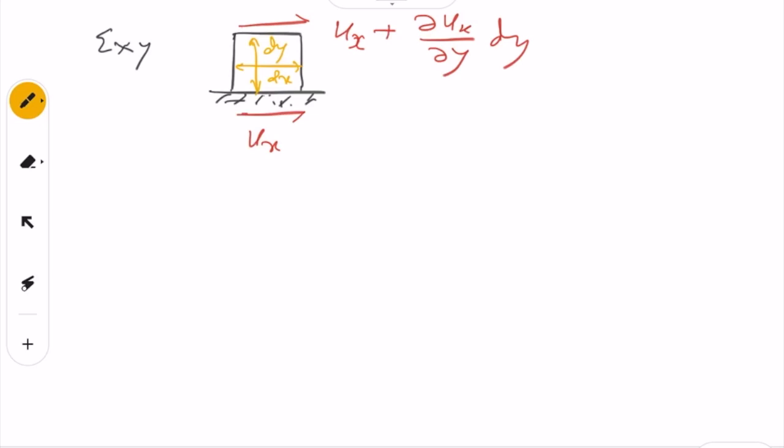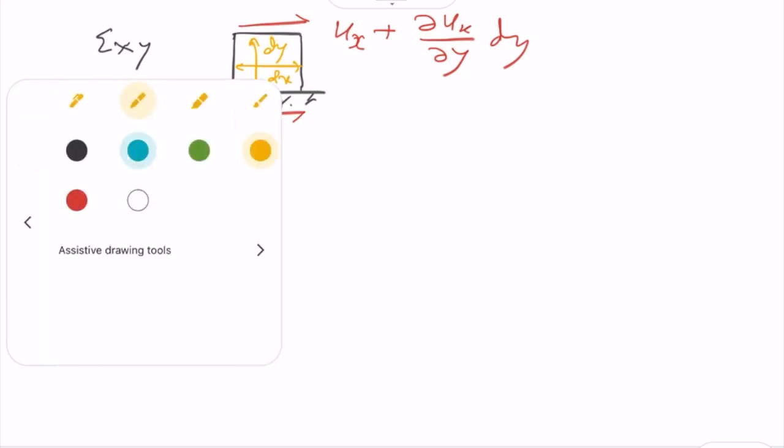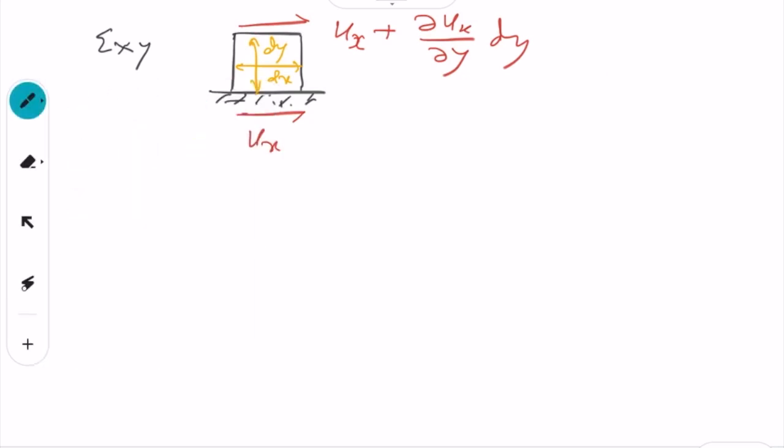So after we have applied displacement, you will see that these points will move in this direction. If this is moving by ux, then this will not be vertically up, this will go something like this. So actually this will be something like this. Okay, so this is how it will be.